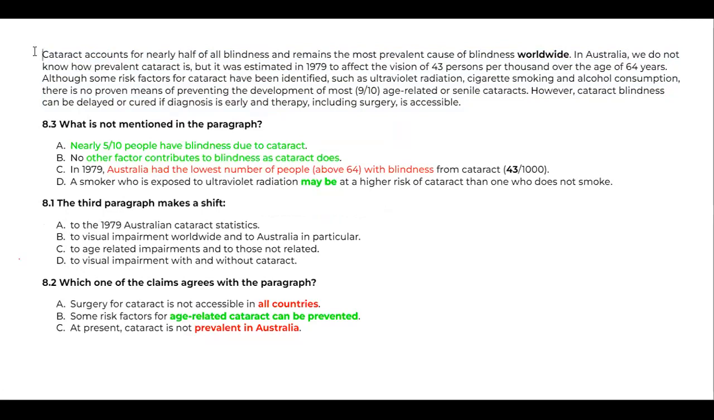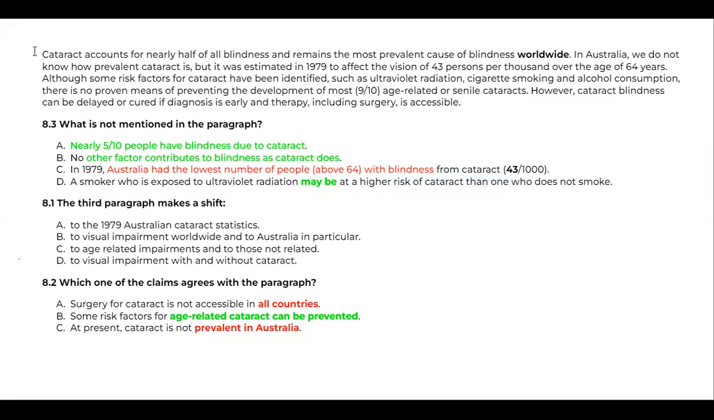Sir, in the D option, they are telling a smoker who is exposed to ultraviolet radiation may be at a higher risk of cataract than one who does not smoke. No, sir. It is also not mentioned clearly in this paragraph. Yeah, it is not mentioned, but because of the word maybe, we are getting more freedom here. We won't be in trouble at all. So this answer is not 100% correct here. It is based on our own common sense and our own deductions. Therefore, this answer is kind of okay.